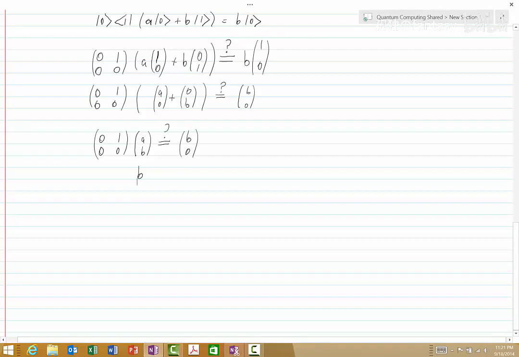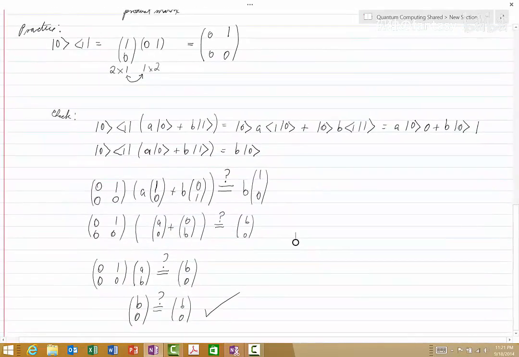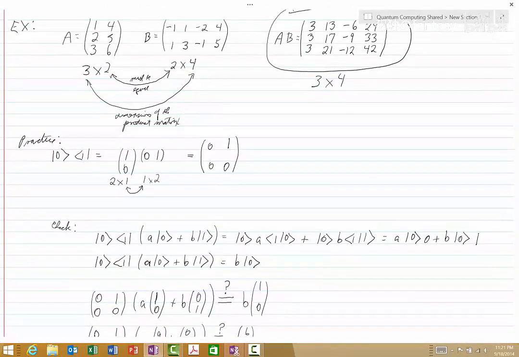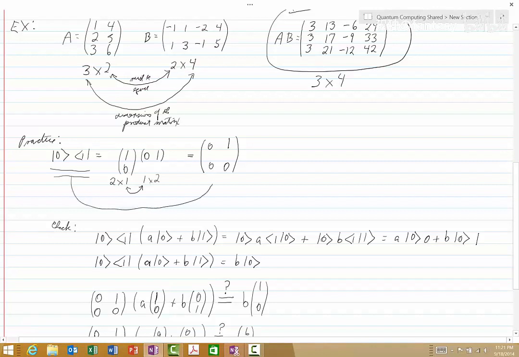Now go across the second row. 0 times A is 0, 0 times B is 0, 0 plus 0 is 0. And sure enough, we see that we do indeed obtain B0. So it looks like this method has worked out, and we have found the matrix. It looks like indeed the matrix representation of this operator 0, 1 is in fact the matrix 0, 1, 0, 0 if we're using the standard basis.